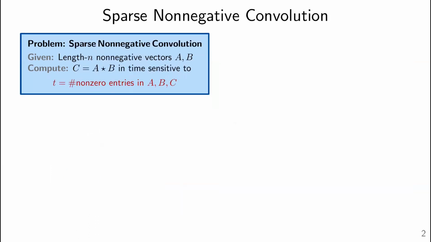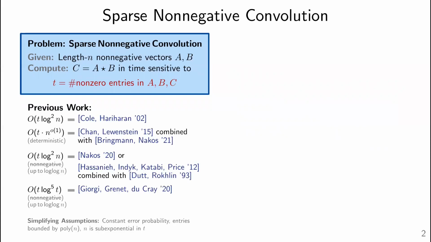Okay, so what's known about the sparse non-negative convolution problem? Having switched now to a sparse representation of the vectors, it's reasonable to not measure the running time in terms of the length of the vectors n, but rather in terms of the number of non-zero entries in a, b, and c. Let me denote this quantity by t for the rest of the talk. In other words, t is the input plus output size of the sparse non-negative convolution problem. And there has been a lot of work on finding algorithms which are near-linear in this size t. Let me mention some here.